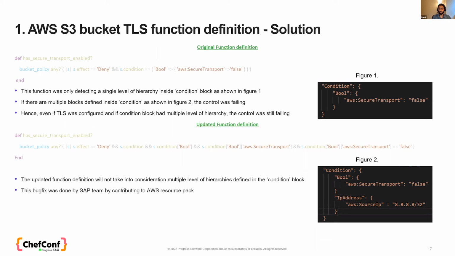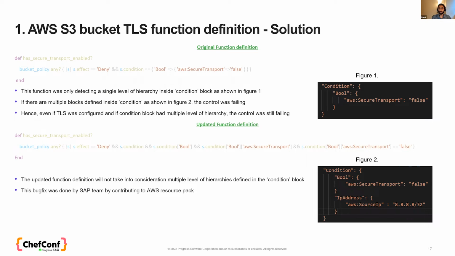So what was happening was there were a bunch of AWS S3 buckets in the account that had a multi-level hierarchy of code blocks defined inside the condition block. So the function definition was not able to catch that, and even when the TLS encryption was enabled through the bucket policy, and the bucket policy had all the right configurations, the function definition was not able to catch it, and hence the control was failing.